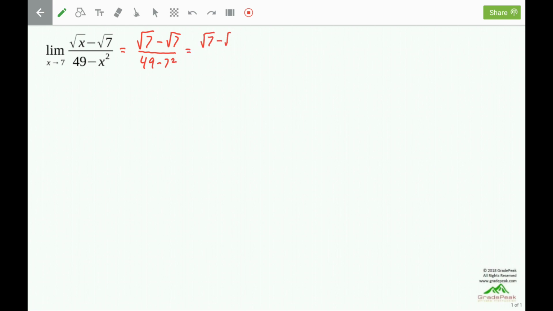So that we will have the square root of 7 minus the square root of 7 over 49 minus 7 squared, which is a 49. The numerator, square root of 7 minus the square root of 7, is a 0. And the denominator, 49 minus 49, is also a 0. So we have the 0 over 0 indeterminate form. We will need to rework this.